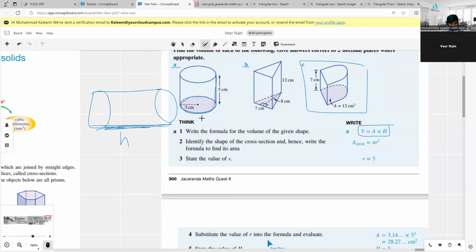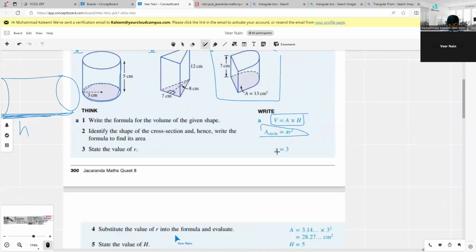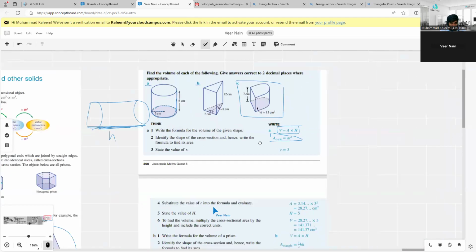Pi r square, that's the area of a circle. You can see here r is 3 centimeters. This one is not the diameter. It's from the center to any point on the circle, so that's why it's a radius. So pi r square is the area.